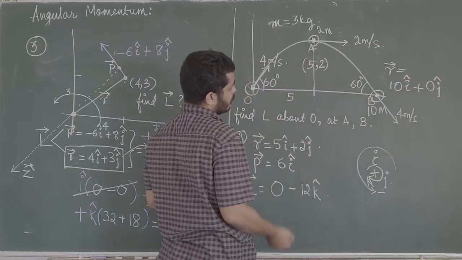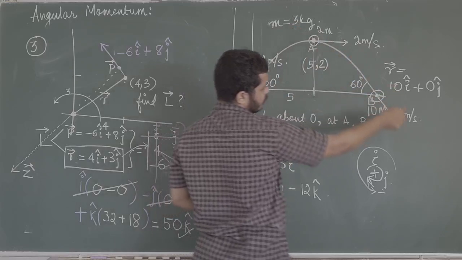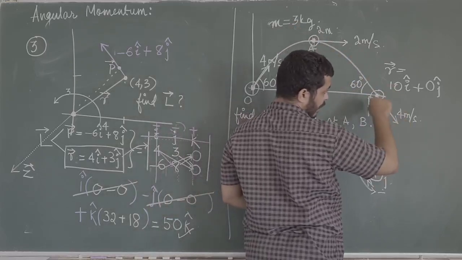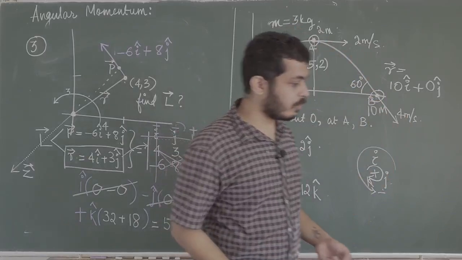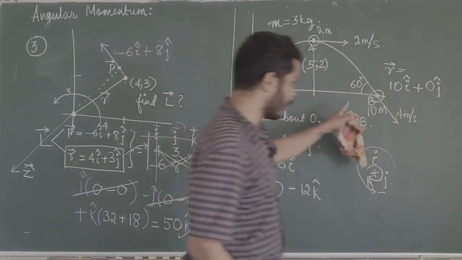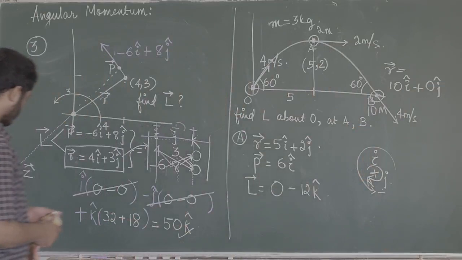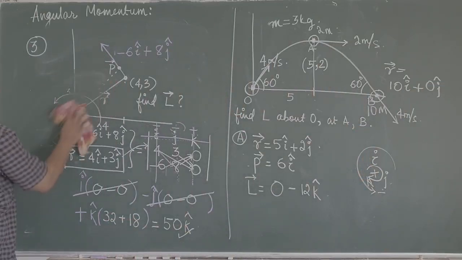What is the momentum of the particle? 3 kg mass, 4 meters per second, but you will have to split it into components. So that is what is new in this question. You will have to split the velocity into components and then find out. Give it a try. Let me erase this part of the board. You give it a try.